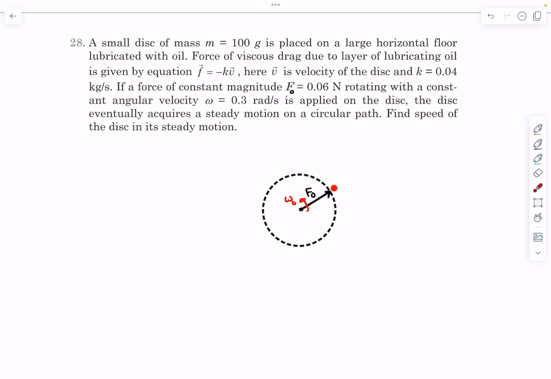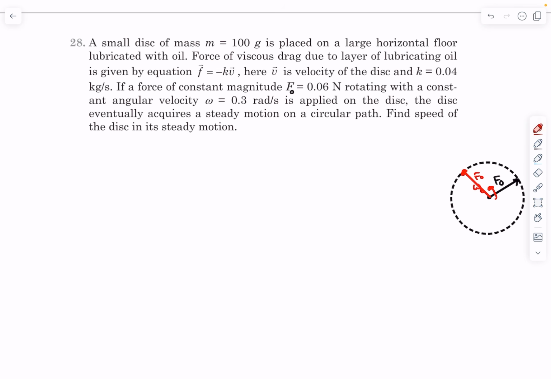So let's say at t equal to 0, f naught points in this direction. Then at t equal to delta t, this vector will rotate by omega naught delta t, and the force f naught will look something like this. Okay. So basically it's a phasor, which is rotating with an angular velocity of omega. Okay. So now let's keep this to the side and talk about our disk.